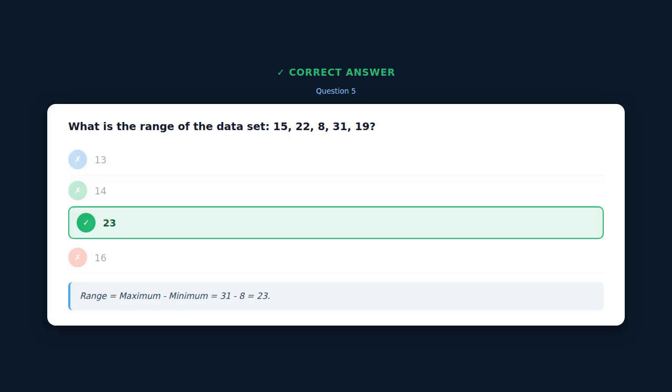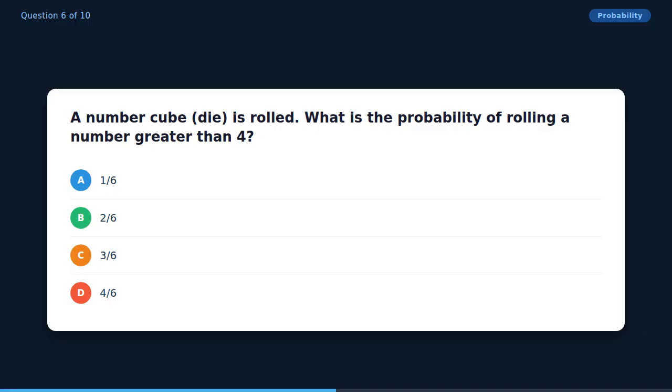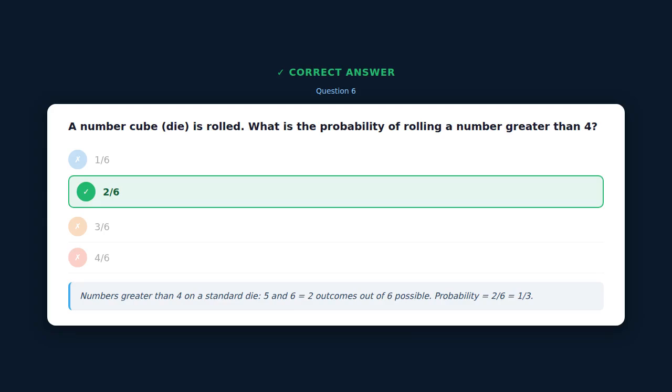Question 6 of 10. A number cube, a die, is rolled. What is the probability of rolling a number greater than 4? Option A, 1 out of 6. Option B, 2 out of 6. Option C, 3 out of 6. Option D, 4 out of 6. Take a moment. The correct answer is B, 2 out of 6. Numbers greater than 4 on a standard die are 5 and 6, which is 2 outcomes out of 6 possible. Probability equals 2/6, equals 1/3.